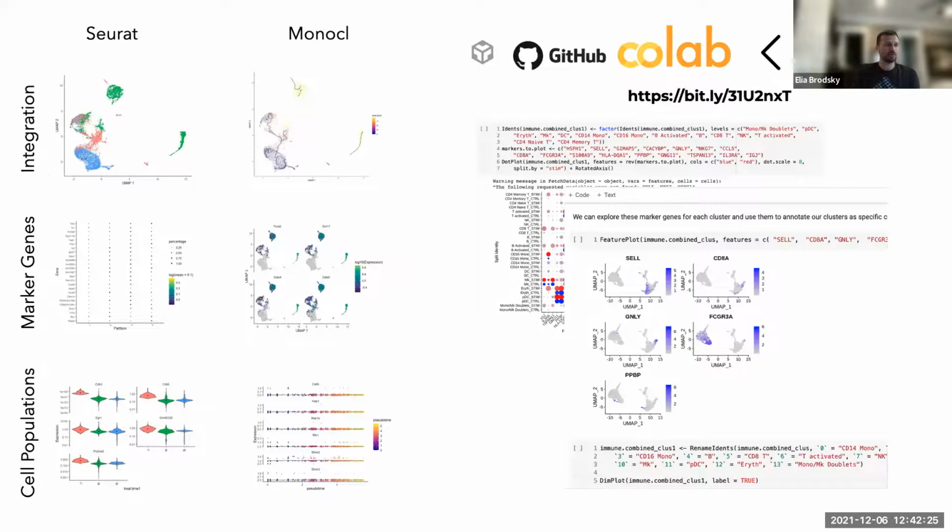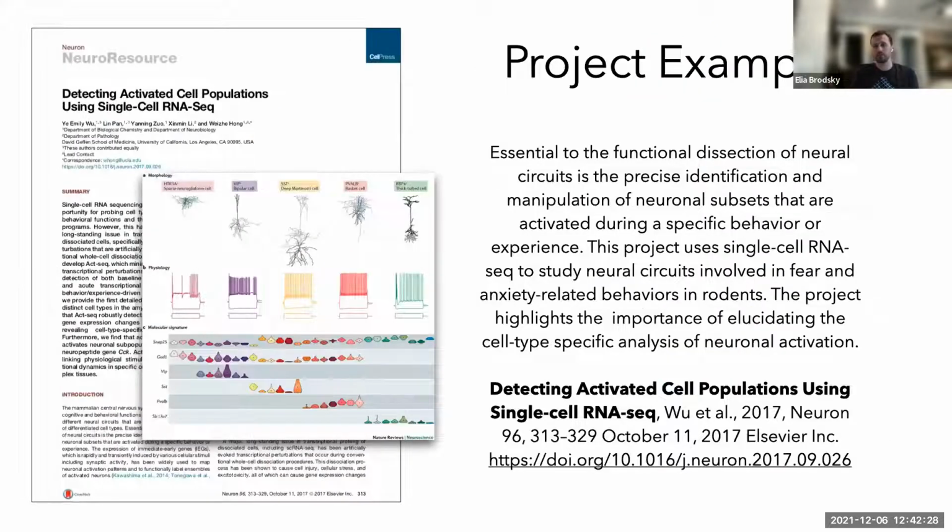And we also are in the process of developing a number of project examples where we have, for example, this project detecting activated cell populations using single-cell RNA-seq, which is a view of different types of neurons in the mouse brain and how it could be an integration process between single-cell RNA-seq data and profiling of cell types, together with kind of an understanding of response to signal and networks in the brain.